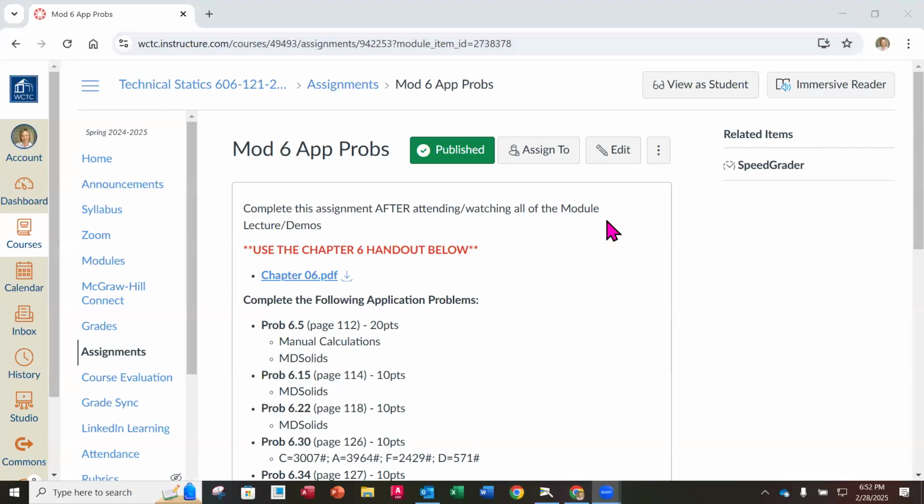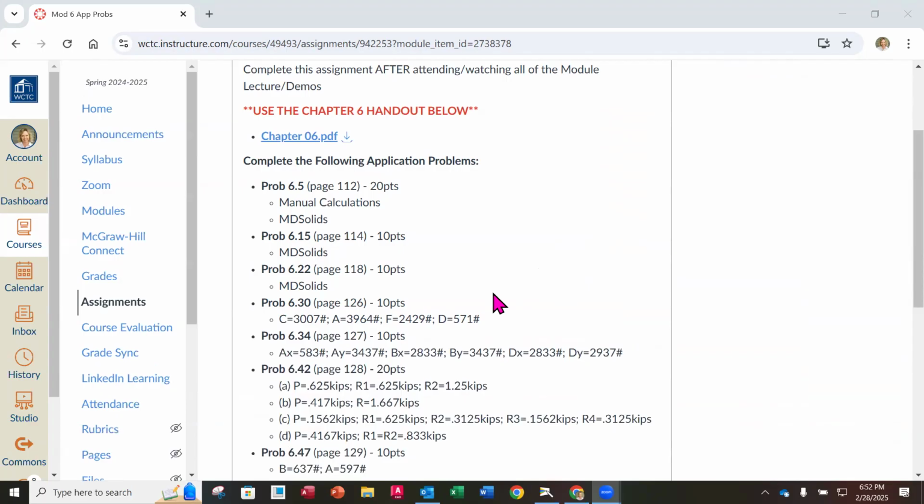Okay, what I wanted to do here was to do an overview of the homework problems that you have assigned for Module 6, okay? Now, just as an overview before we get into the chapter, number one, you are going to be taking all of these problems out of the handout. This is the same handout that is in the learning plan, and this is that PDF that I attached here.